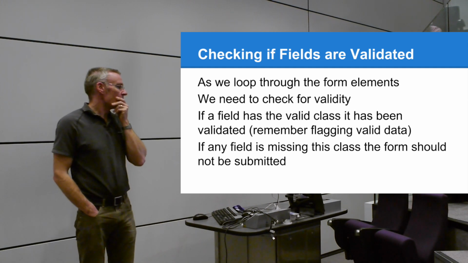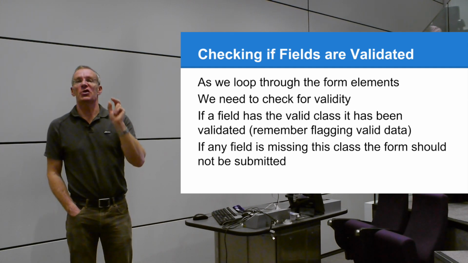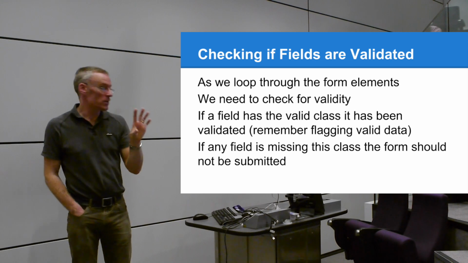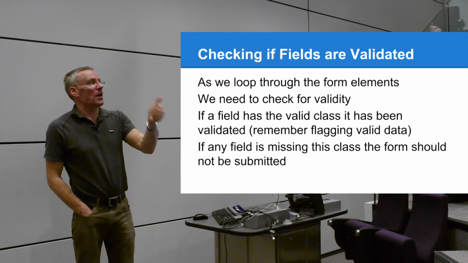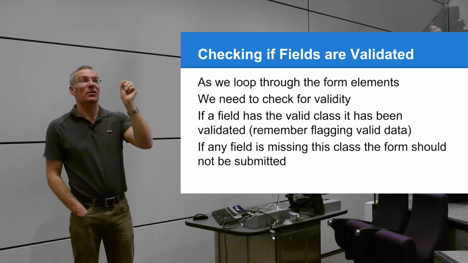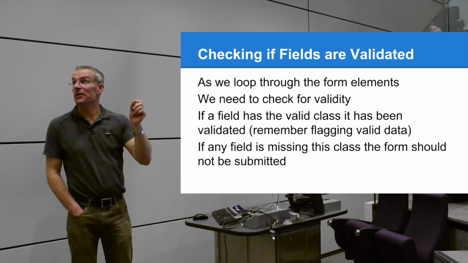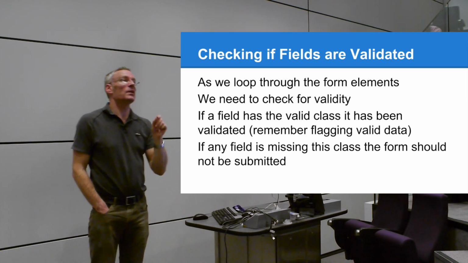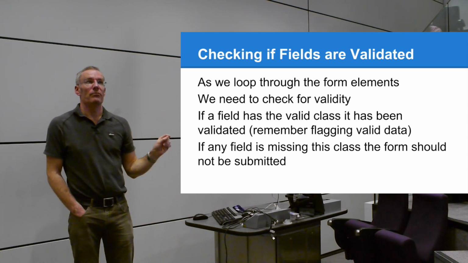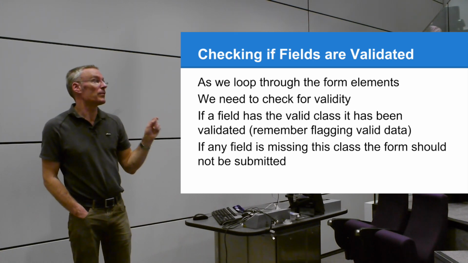Now, as we look through the form, we've got to check each field to make sure it's valid, got valid data in. And remember, if it's got the class valid, it's good. If it's missing the class valid, it's bad. And what we're going to do, if any field is missing a class, we want to return false.